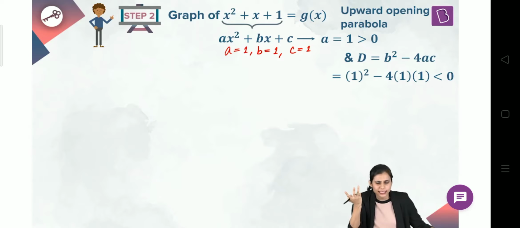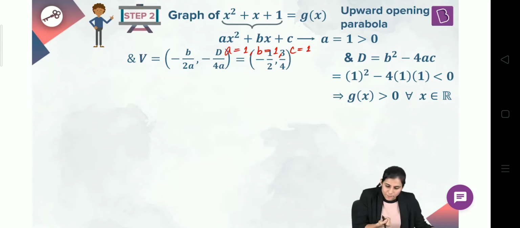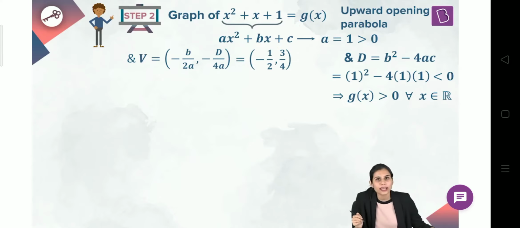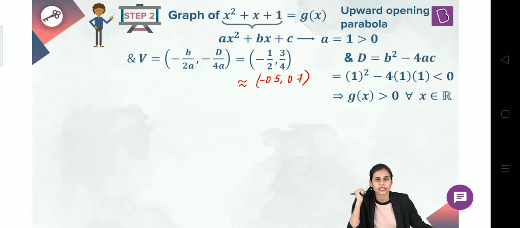What will be its vertex? Well, minus b by 2a comma minus d by 4a. Plug in the values of b, a, d. With all of the values you have, it comes out to be minus 1 by 2 comma 3 by 4, which is minus 0.5 comma 0.7 approximately I can write.